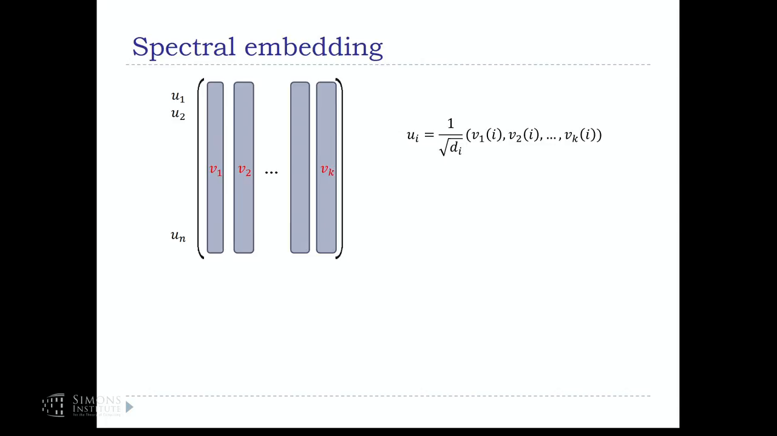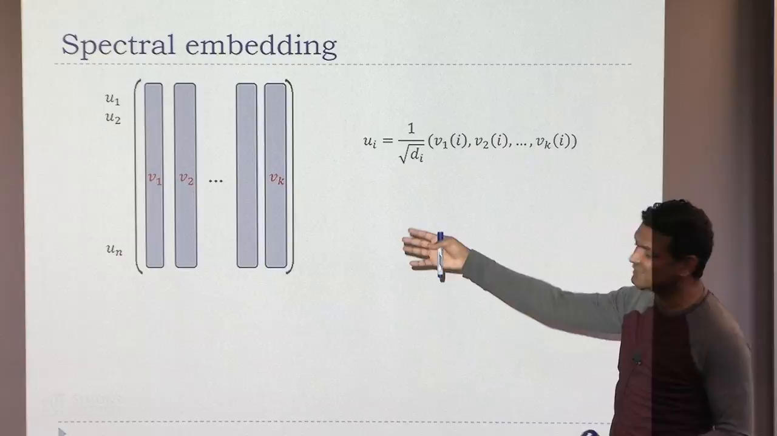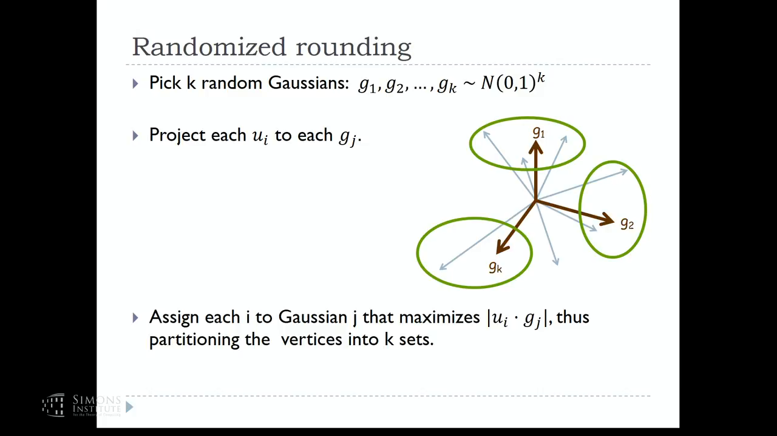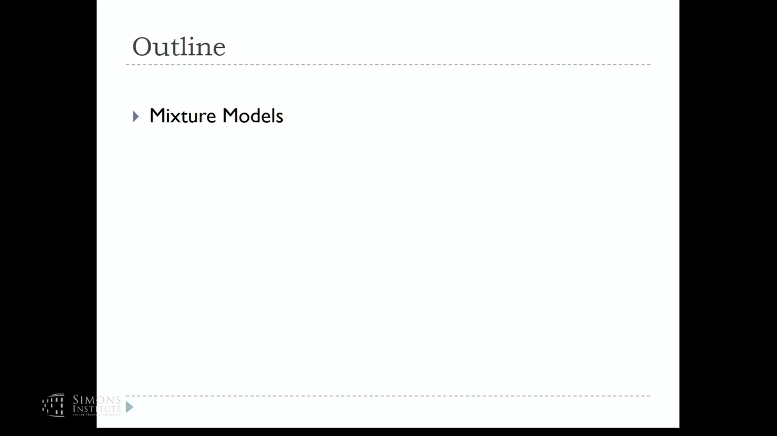So first step is the spectral embedding. And that just means the following. First, I've taken the top k principal components. Those are the vertices of the graph, the original rows of the matrix. And we can think of this as an embedding right away, right? Those are the vectors representing each row. Now you pick random Gaussian vectors separately, and you project each of your vectors, you have now vectors in k-dimensional space, to each of these Gaussians. And you're going to assign it to that Gaussian which maximizes the magnitude, which is the closest one in absolute value, so in angle. And that gives you a partitioning, and then you just run Cheeger.